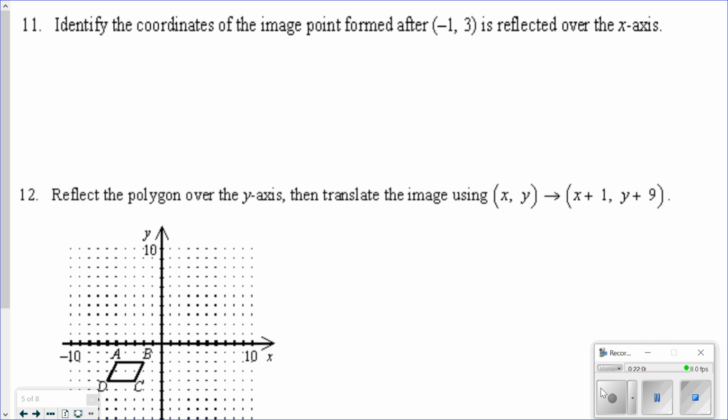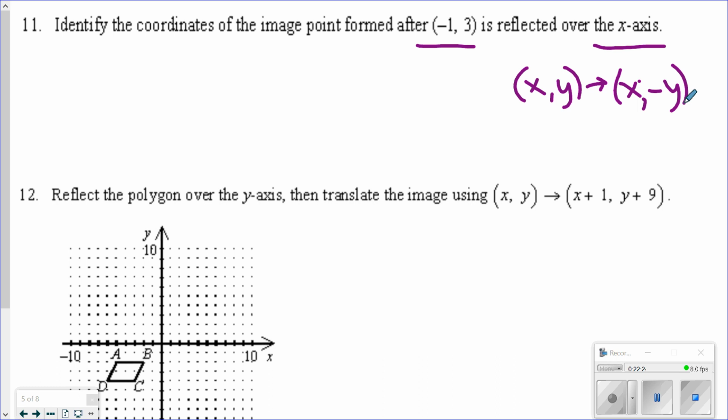11, identify the coordinates of the image point formed after negative 1, 3 is reflected over the x-axis. So once again, remember flipping over the x-axis. If you have your original coordinate x, y, this would keep the x the same, but the y would change to negative y. All right, so if I have the coordinate negative 1, 3, x would stay the same, negative 1, and my 3 would negate to negative 3.